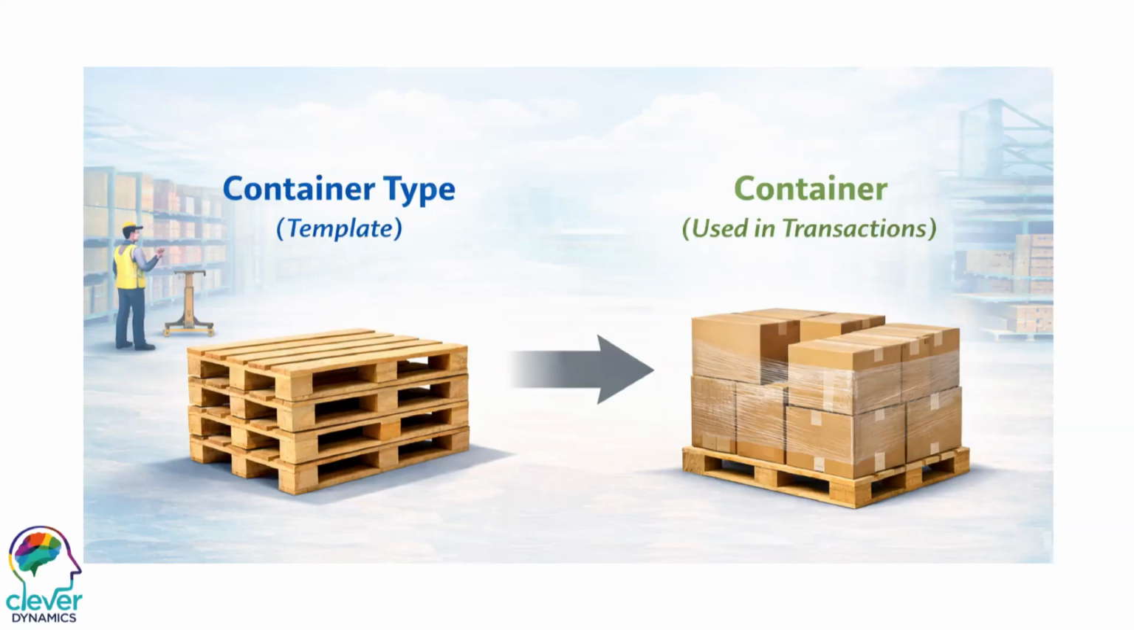A container type is the template. It defines what kind of container you're working with, such as a pallet, box, or a tote. The container itself is the individual record you'll actually use in transactions.